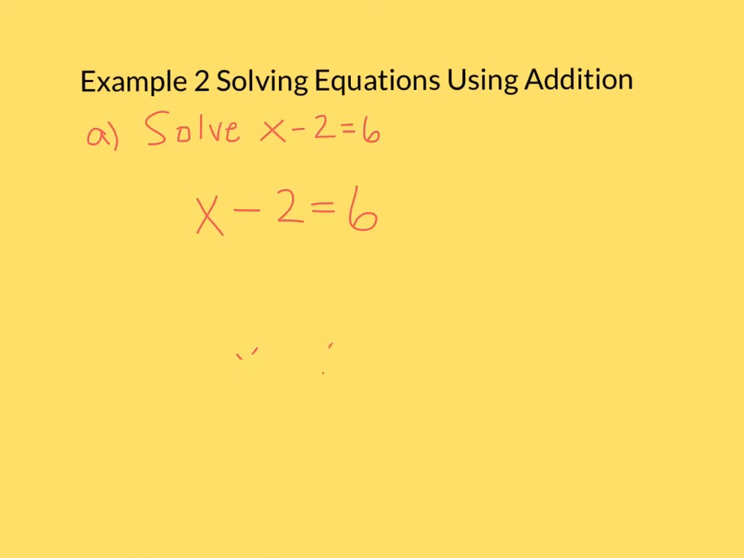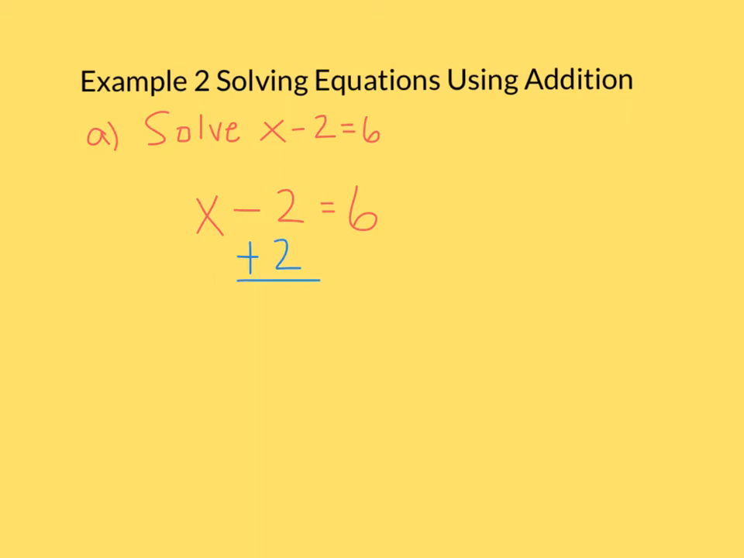Let me erase that. You don't have to write that, sorry. Okay, so in order to do that, I have to get rid of that 2 on this side of the equation. Okay? So in order to do that, remember our two properties we just learned. I'm going to do the addition property of equality and add 2 right there.